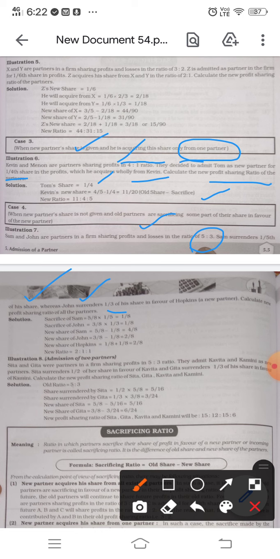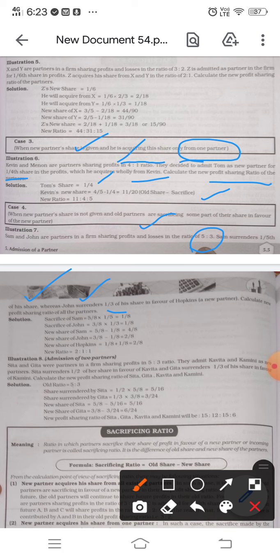Okay. How to calculate? That is 1/8 is surrendered by Sham, plus John is also sacrificing 1/8. So totally 2/8 is the new share of the new partner. That is the share of the new partner which is sacrificed by the other two partners. Okay. So very simple sum.